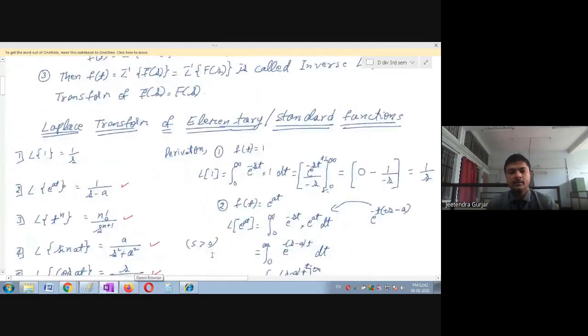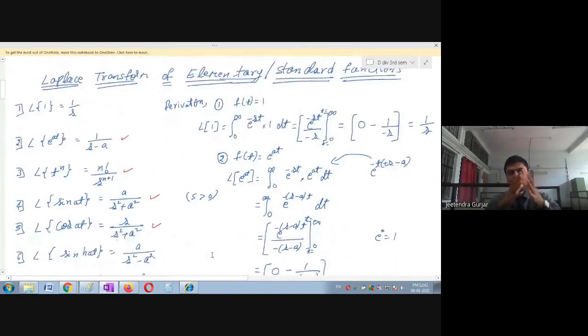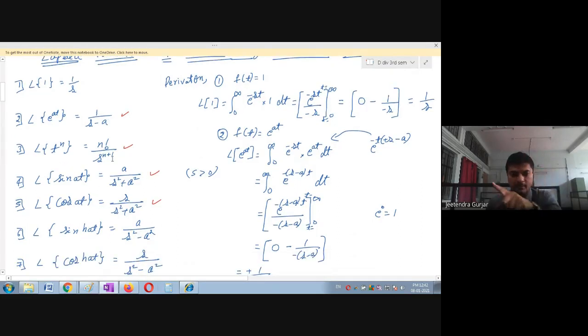Next, we see very important formulas. Yes, students are very eager to see what formulas we are going to study in Laplace transform. You can see on my LHS, Laplace transform of 1 is equal to 1 upon s. Laplace transform of e raised to at is equal to 1 upon s minus a, and Laplace transform of t raised to n is equal to n factorial upon s raised to n plus 1.